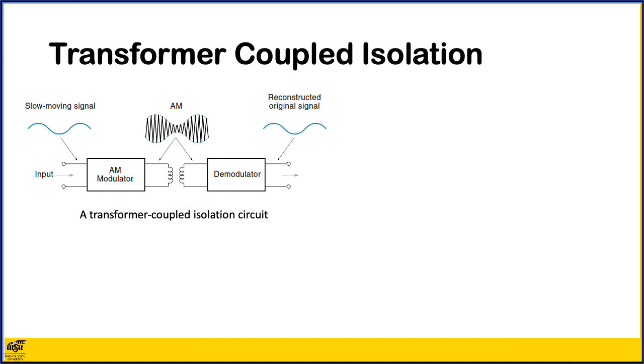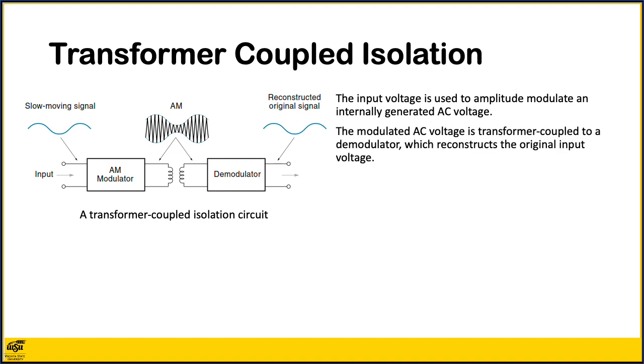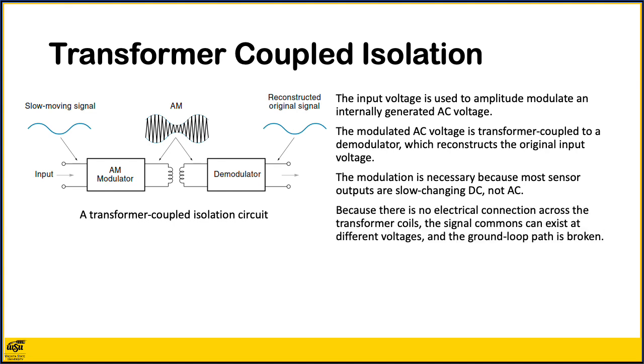This diagram shows a transformer-coupled isolation circuit. The input voltage is used to amplitude modulate an internally generated AC voltage. The modulated AC voltage is transformer-coupled to a demodulator, which reconstructs the original input voltage. The modulation is necessary because most sensor outputs are slow-changing DC and not AC. Because there is no electrical connection across the transformer coils, the signal commons can exist at different voltages, and the ground loop path is broken.